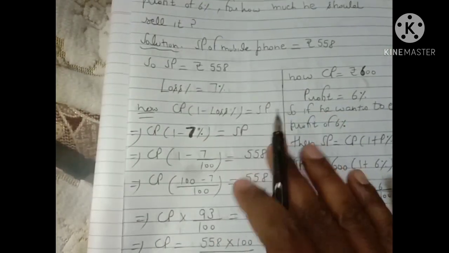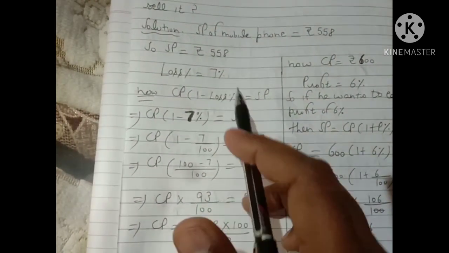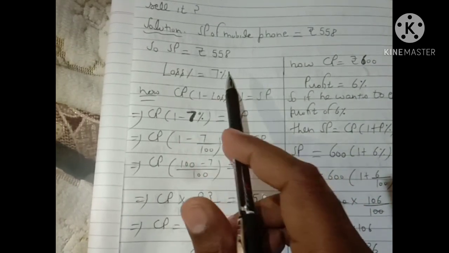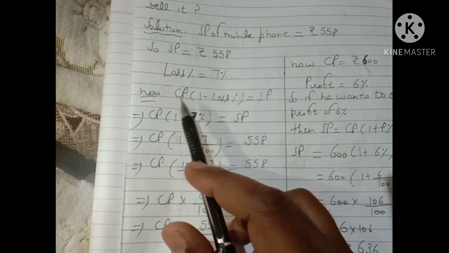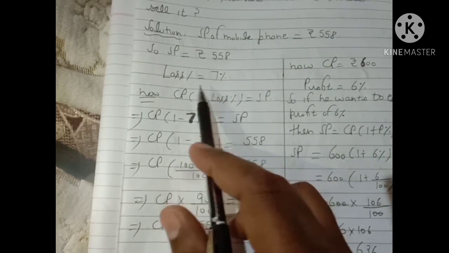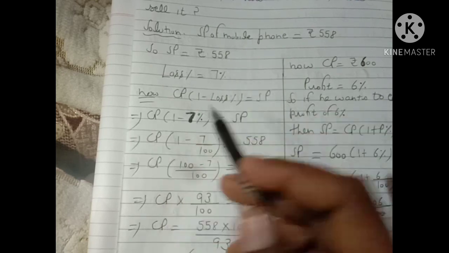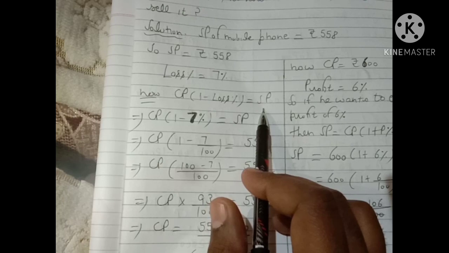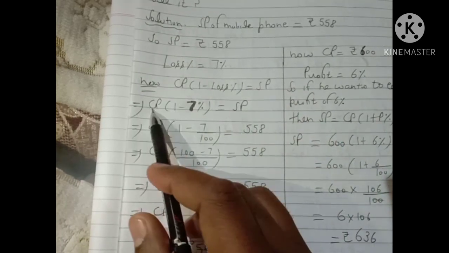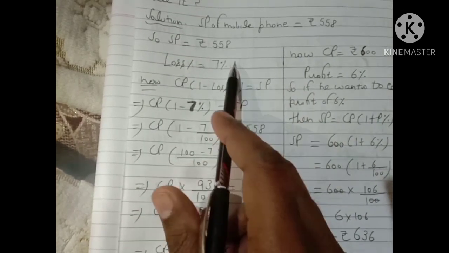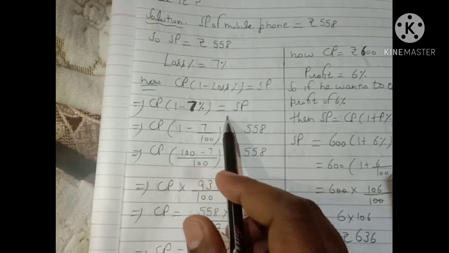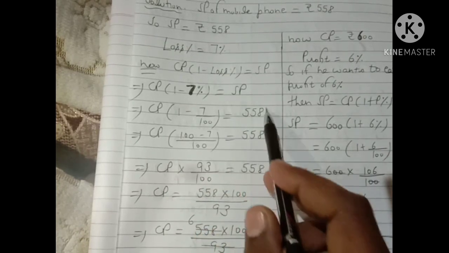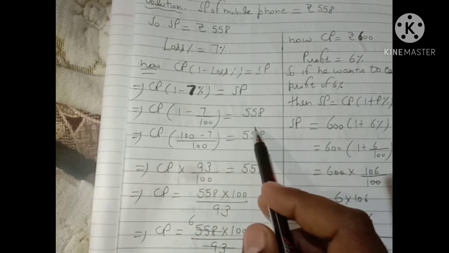Now you have to see only this part. First of all, the first case, when he has suffered the loss of 7%. In this case we have to find out the value of the cost price. So how can we find it? The loss percentage is given, so we have to apply the second formula. It will become CP into 1 minus loss percentage is equal to SP. So CP into 1 minus 7 over 100 is equal to SP, which is 558.